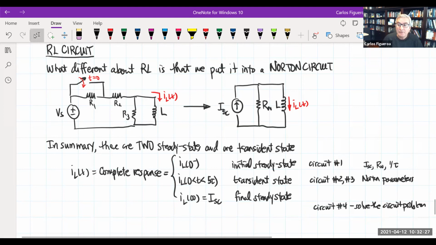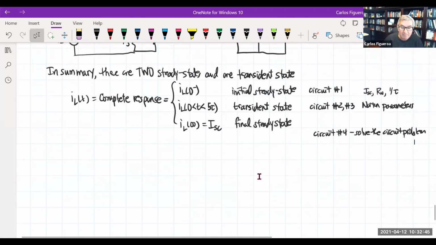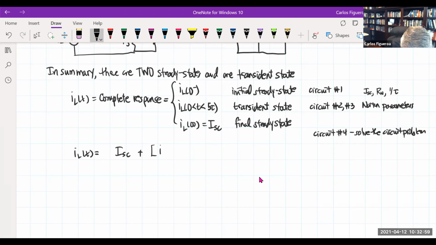So now what I'm going to do is let the solution pop out, just write it here so you can see it before we get there, but it shouldn't be a surprise because it should have the exact same form as the capacitor. And why is that? They have the same differential equation. The solution is going to have I short circuit, plus IL initial minus I short circuit, times e to the minus t over tau, where this tau is now going to be different.